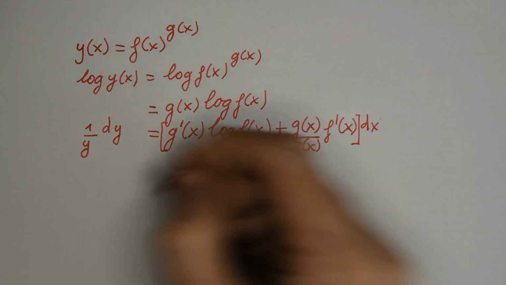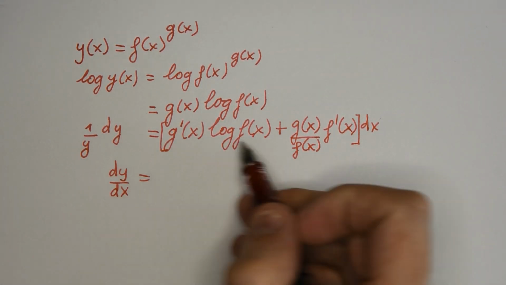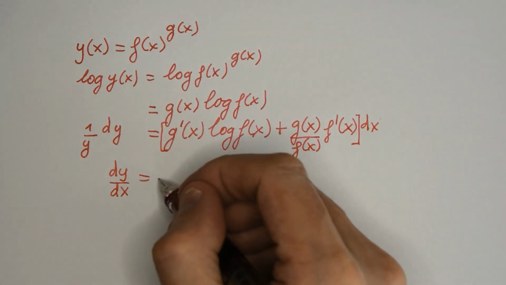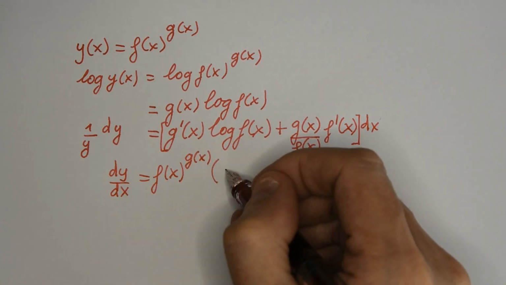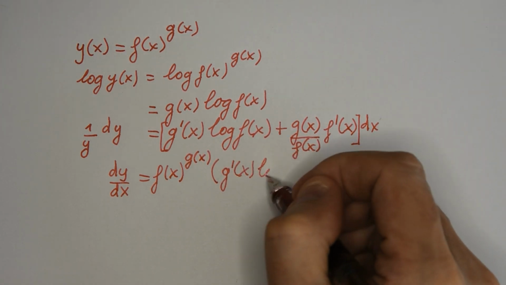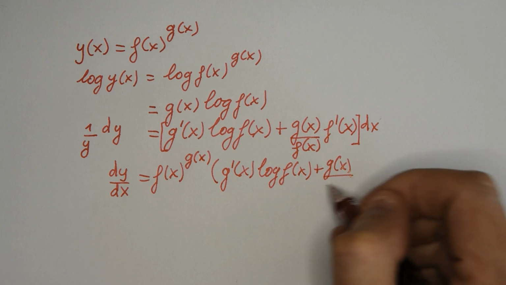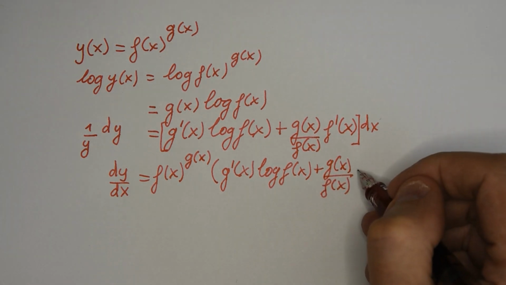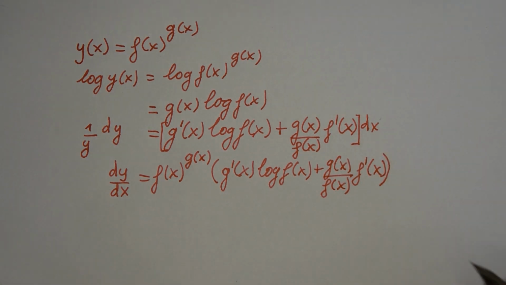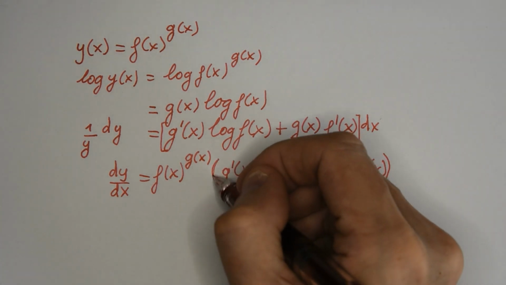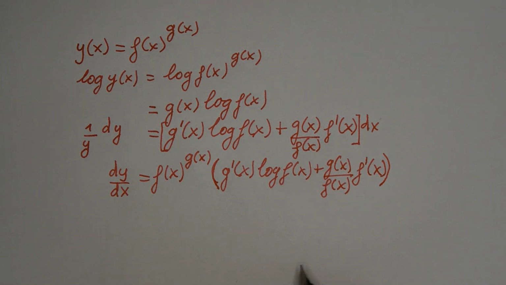Right? Now we're going to collect dy/dx on one side, so dy/dx, and we're going to multiply left and right by y, and y is f(x) to the power g(x) times g(x) log f(x) plus g(x) over f(x) times the derivative of f with respect to x. And there you have it. The derivative of this complex function equals this identity.